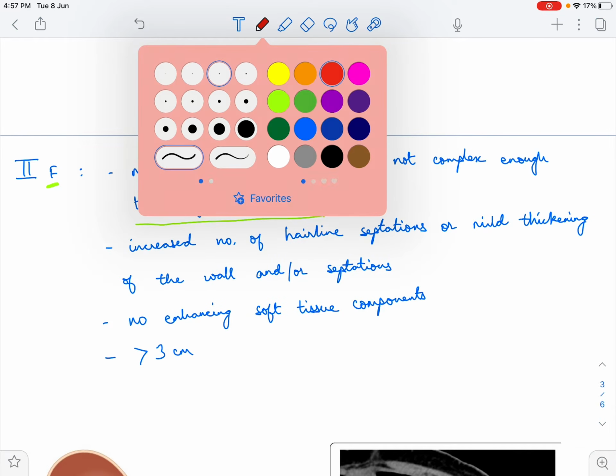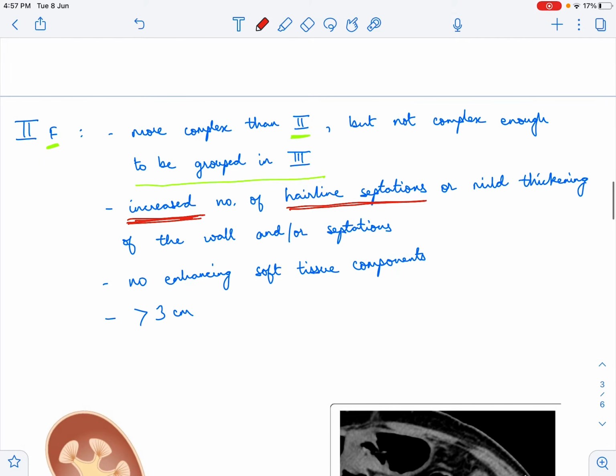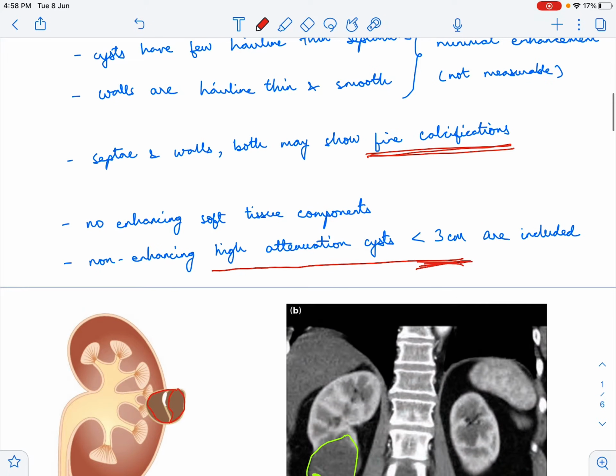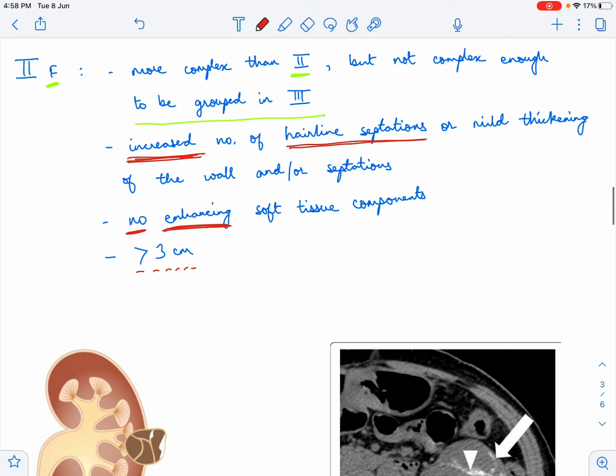Now, what is the difference between category 2 and category 2F? Very subtle difference. Here you have an increased number of hairline septations or mild thickening of the wall, but no enhancement. See, no enhancement. Neither the cyst wall nor the septae enhance. And the size is more than 3 centimeters. If you remember, here we had seen one category, non-enhancing high attenuation cysts less than 3 centimeters are included. So once the size becomes more than 3 centimeters, it becomes category 2F.